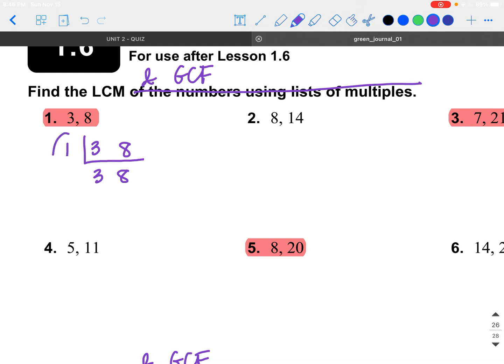So that would leave me with, remember my G is my vertical column, the greatest common factor of 1, and then the least common multiple of 1 times 3 times 8, which is going to be 24.